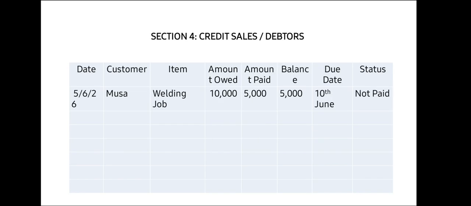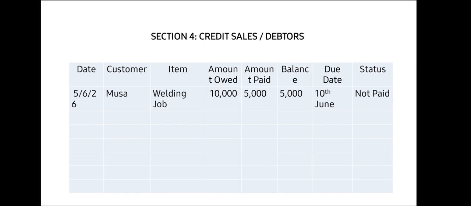Section 4, credit sales and debtors. As a business owner, it's certain that you cannot shy away from credit sales and debtors. And this is why you need to keep proper records of your credit sales and your debtors. These records are of people who buy now and promise to pay later. There's one important rule: if you don't write it down, you tend to forget your money.